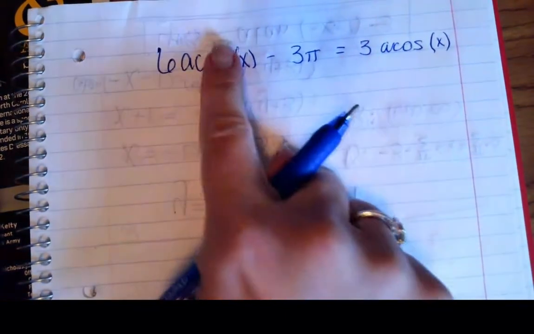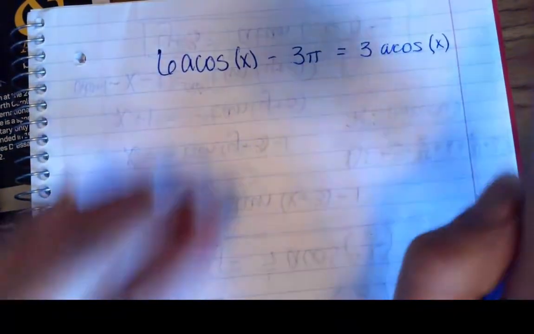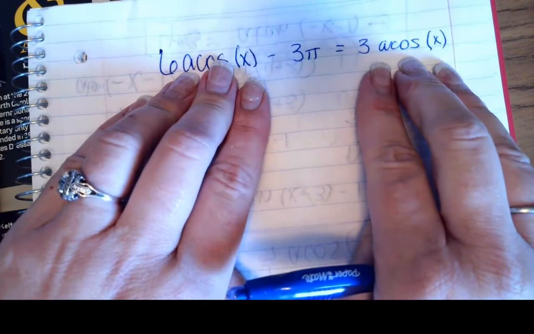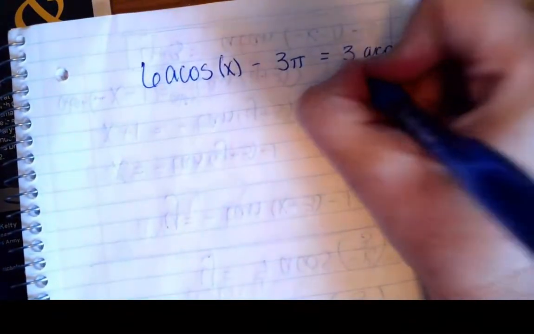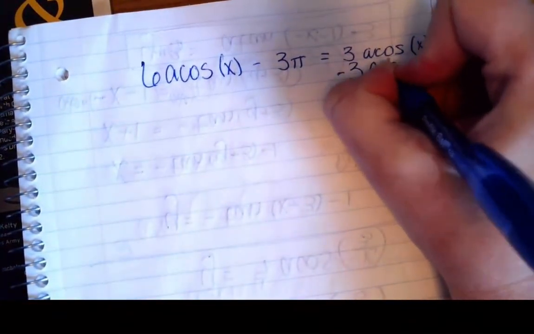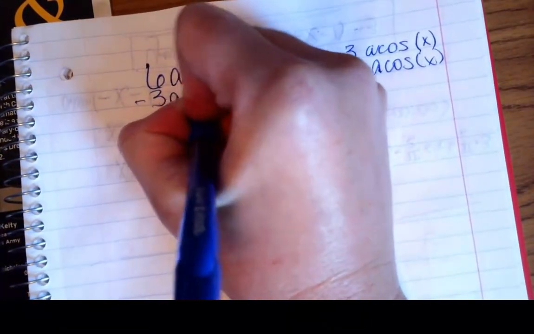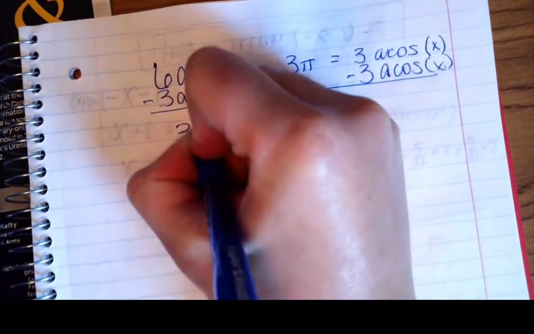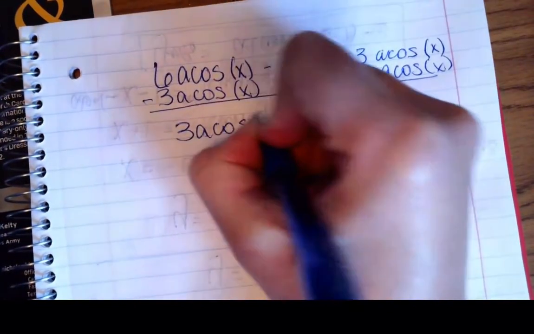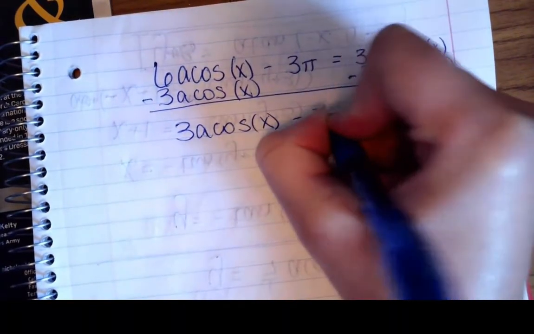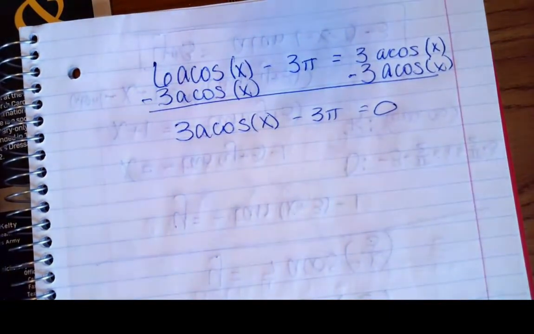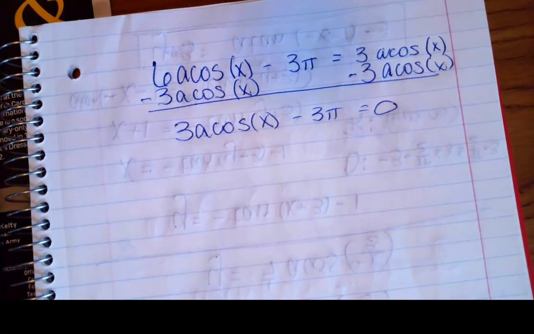So I've got this chunk minus this chunk equals that chunk. And I notice I got some like terms that contain my x's. So I'm going to subtract 3 arc cosines of x from both sides. And that's going to leave me with 3 arc cosines of x minus 3 pi now equals 0. Okay, that now equals 0.